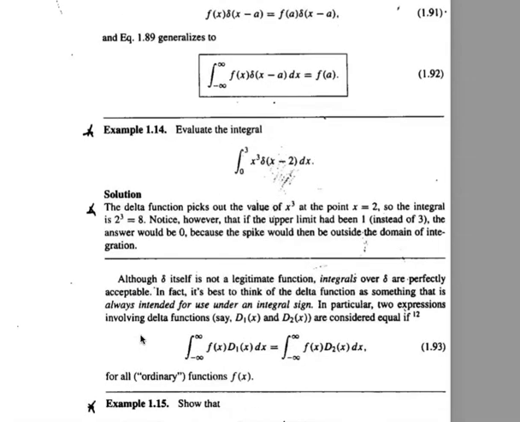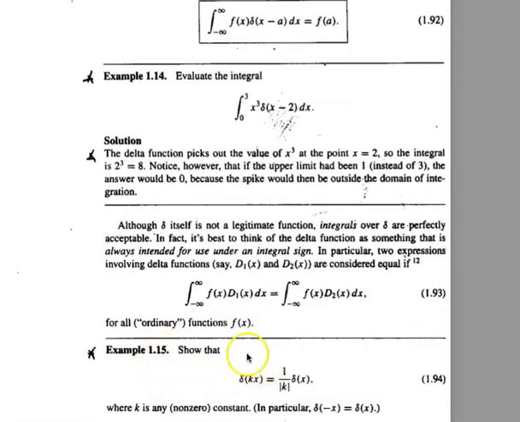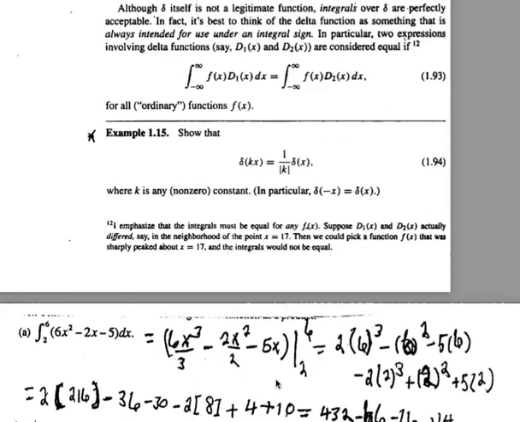One other thing I want to say, and then I'll do a couple of problems, is be aware of this situation here. Delta of some constant k times x equals 1 over the magnitude of k times delta x. So you can use this identity for some problems that you will have. Okay, let's try this out now.